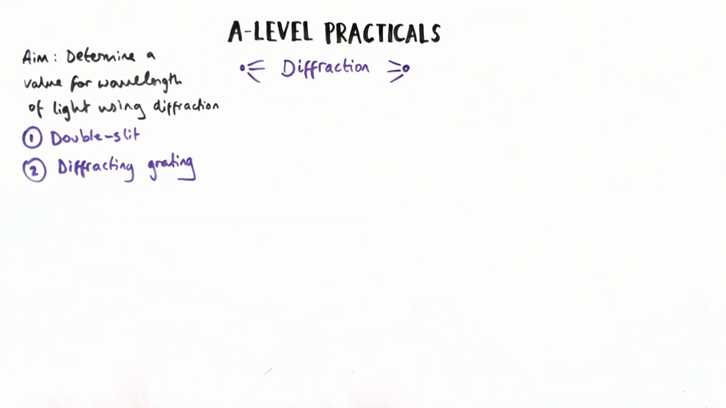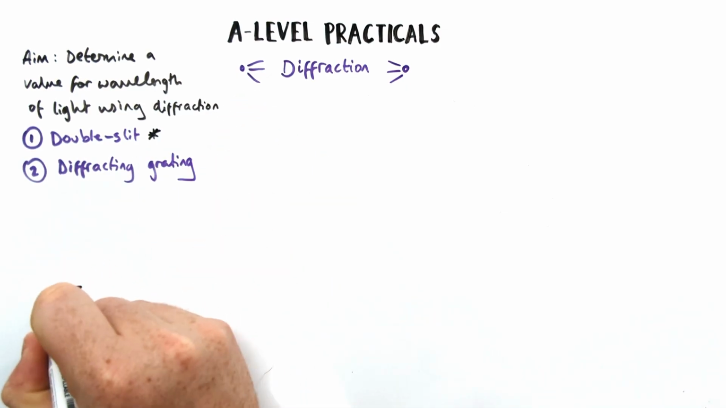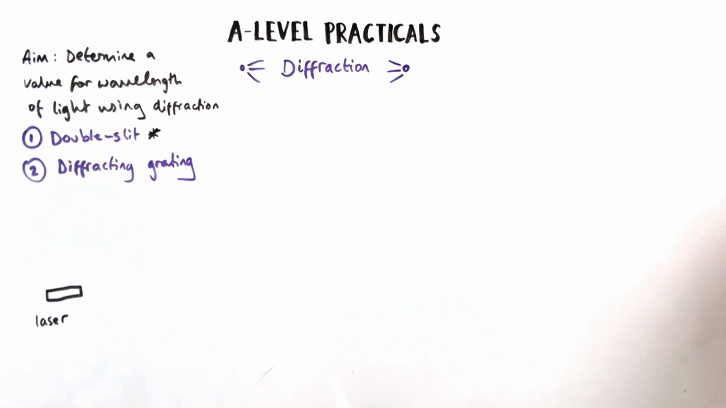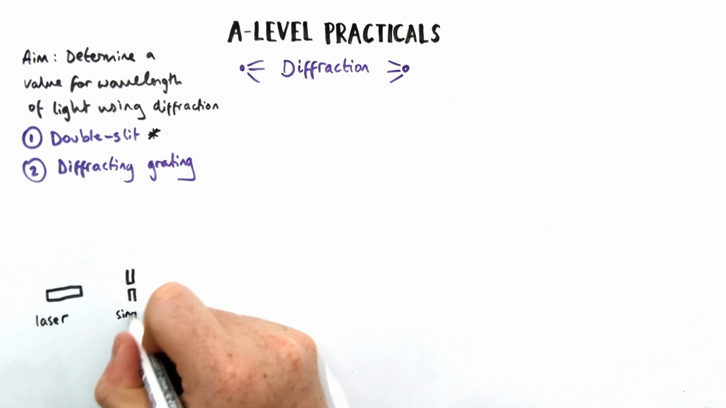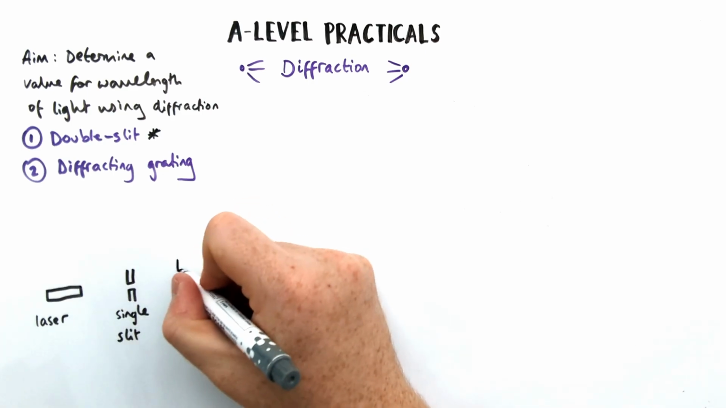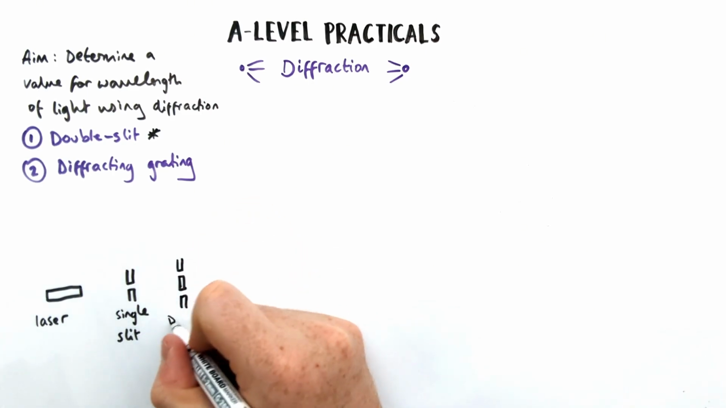We're going to look at each of them in turn, and I'll talk through what the method is, how you can find the wavelength, and significant errors and safety issues with the practical. So in the setup I'm drawing down here, we start off with a laser. Now often you'll have to shine it through a single slit first before it goes through a double slit.